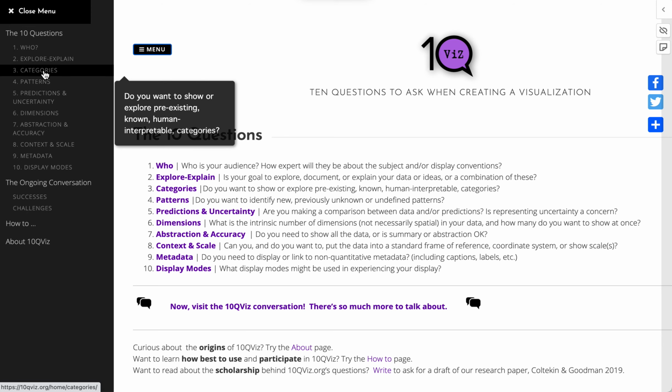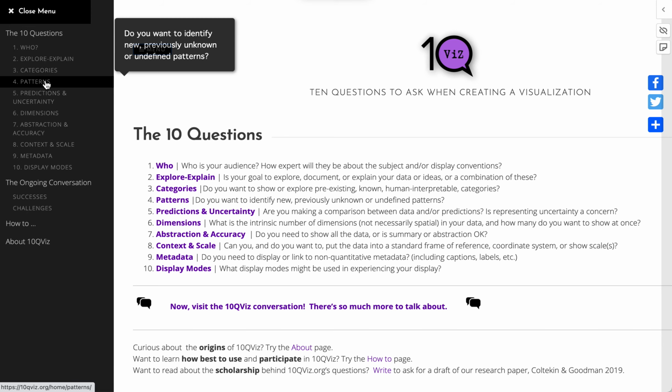On categories, it's important when choosing things like colors or shading schemes to know whether or not you're going to keep those consistent with pre-existing human understandable categories that people are going to be looking out for. On a related topic, you have this issue of patterns. And if you're trying to identify new patterns that people have not seen before, you have to use specific tools and specific encodings of the data. And again, that's going to be different whether you're trying to explore the data or explain it, and potentially you will make those choices as you go along.